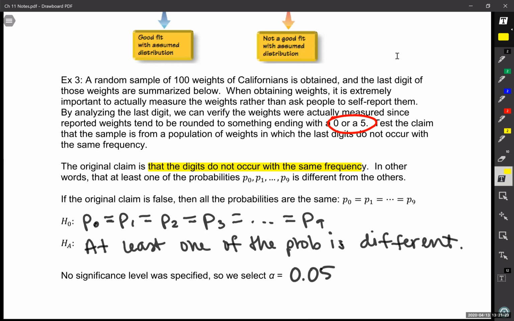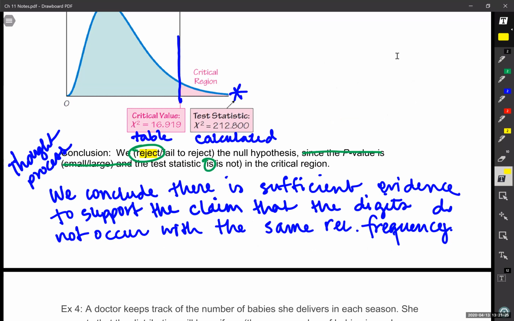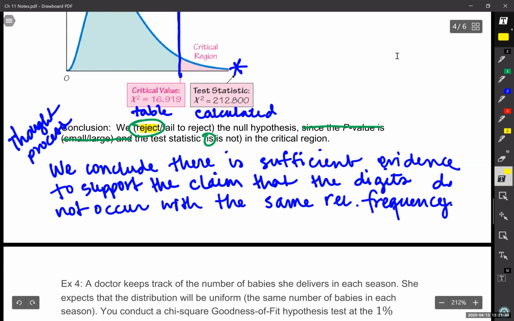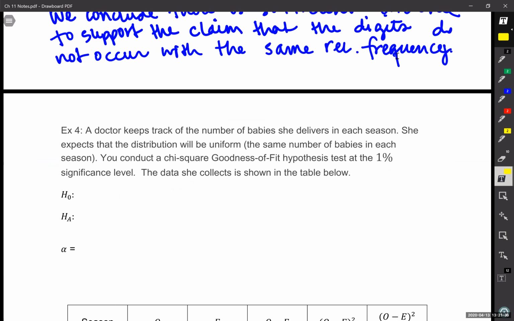All right, one last problem for this section. It says a doctor keeps track of the births that she delivers each season. She expects that the distribution will be uniform, because we always expect that it's going to be the same and the probability is all the same. But maybe they don't. So you could say the probabilities are each the same.